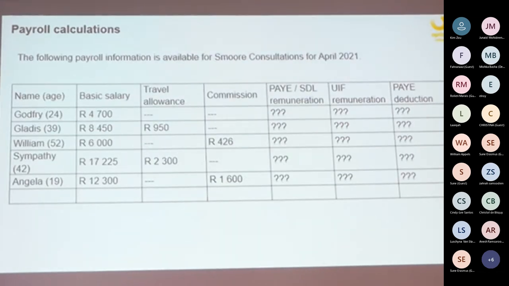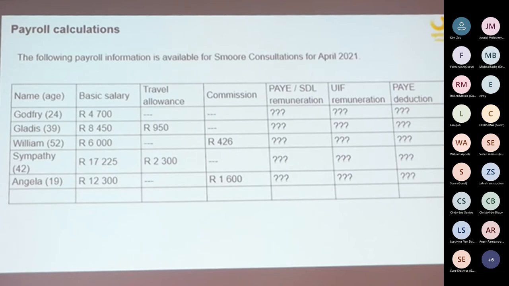So how much is his PAYE SDL remuneration going to be? 17,225 plus 20% of 2,300. 20% of 2,300 is 460. So we take 17,225 plus 460, which gives me 17,685. Guys, please excuse me if I'm wrong, I'm calculating in my head.